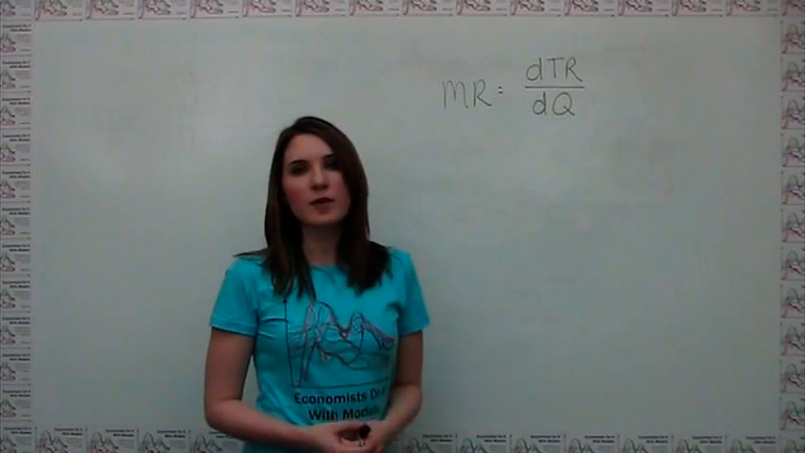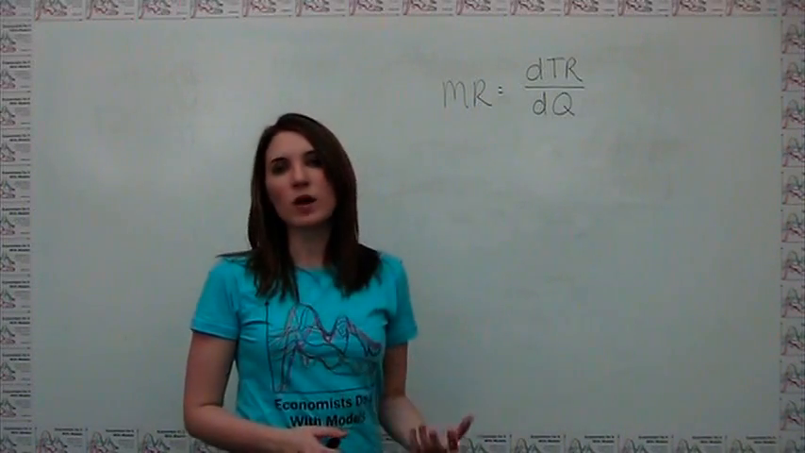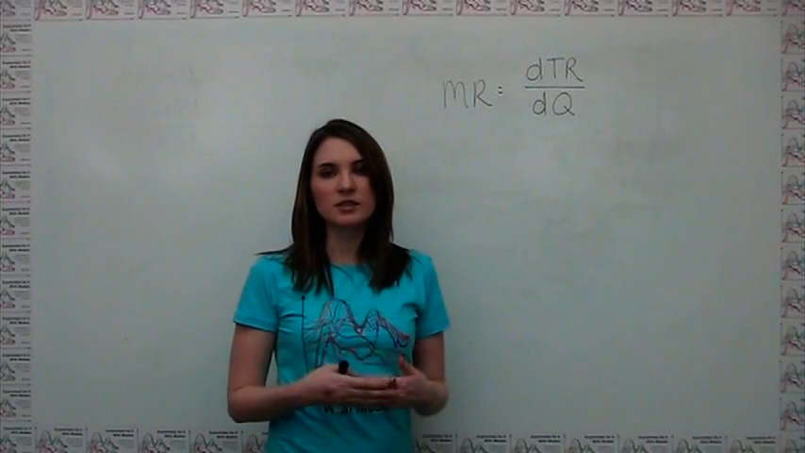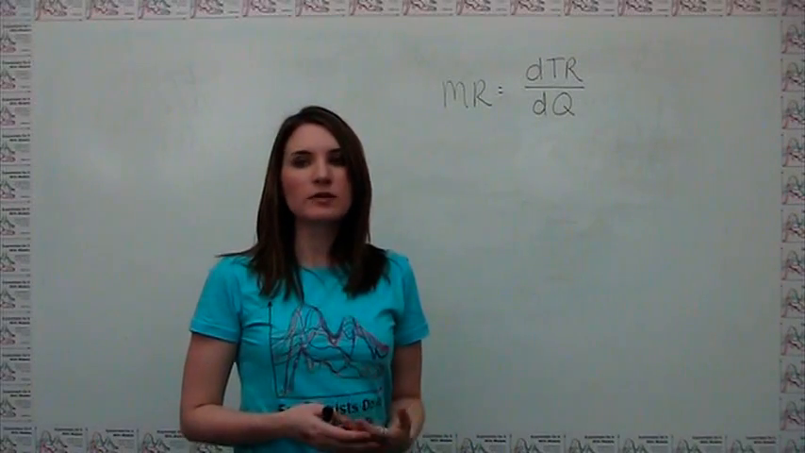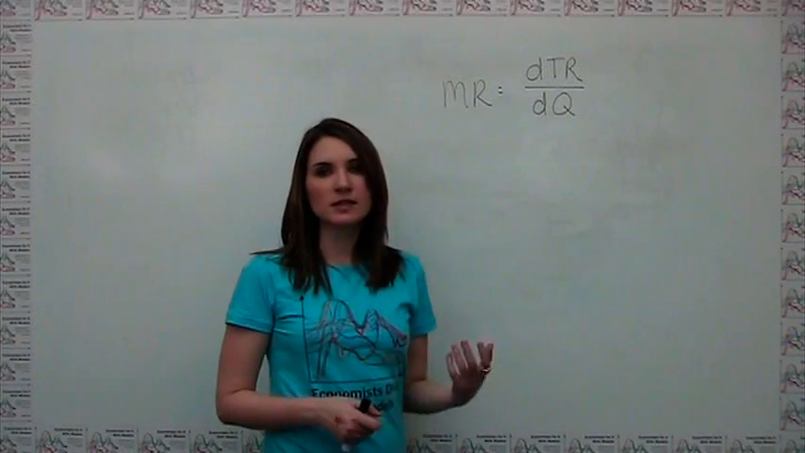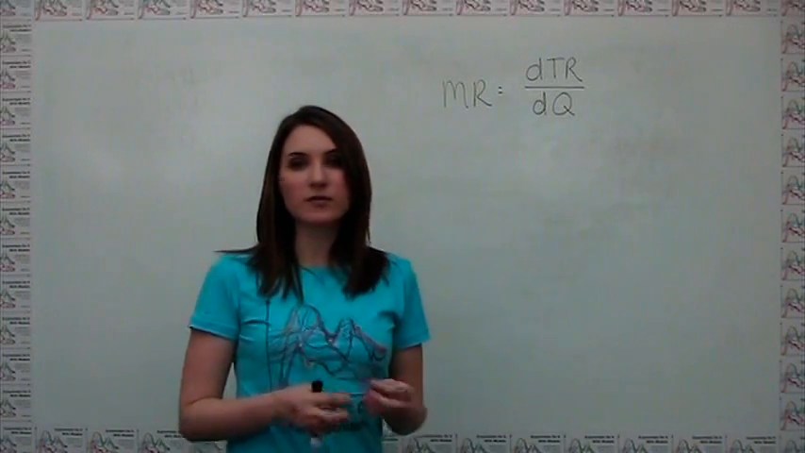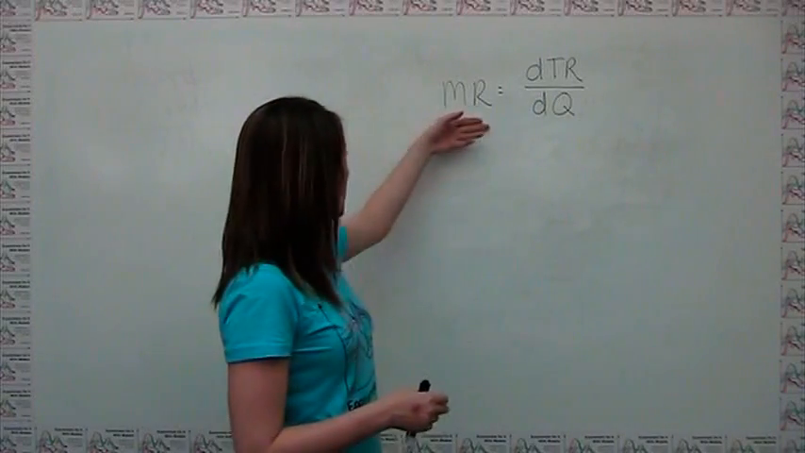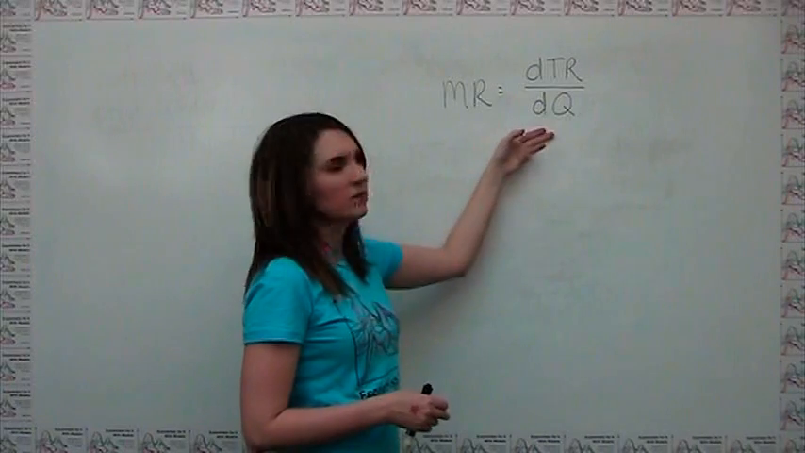For those of you who are mathematically inclined, it's worth noting that as smaller and smaller changes in quantity are considered, and your changes in quantity become continuous rather than discrete, the marginal revenue calculation approaches the derivative of total revenue with respect to quantity. So you can think for very, very small continuous changes in quantity, marginal revenue is equal to the derivative of total revenue with respect to quantity.